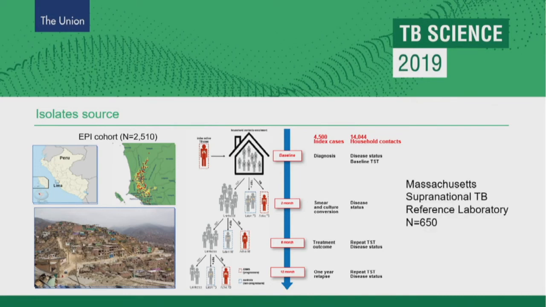And the second source is stored samples in the Massachusetts Provincial TB Reference Laboratory, and most of the strains over there are MDR cases. So we have about 600 isolates from that storage. So in total, we have about 3,100 isolates.